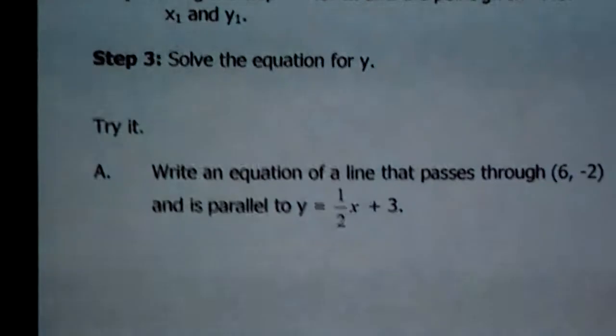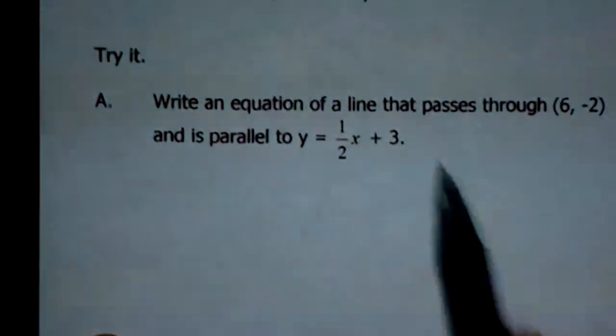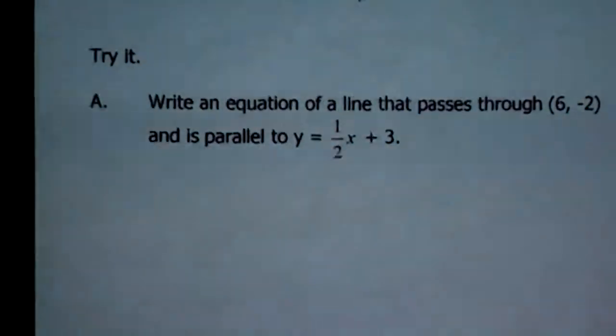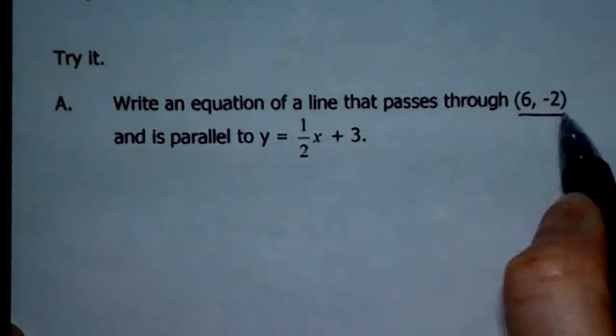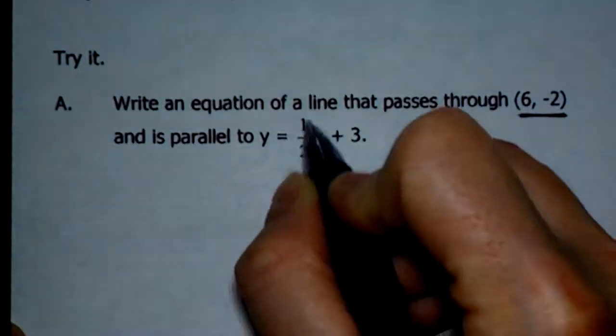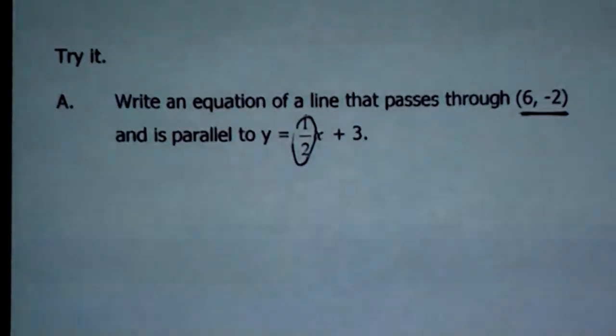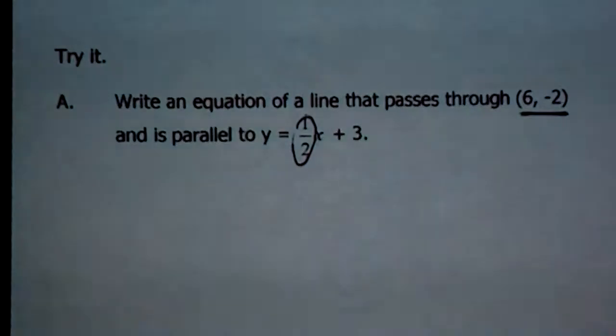It says, write an equation of a line that passes through this ordered pair and is parallel to y equals 1/2 x plus 3. In this, it's a little tougher to recognize, but you are given a point and the slope. When you're given the point and a slope, that means that point-slope form is where you want to start with this. All right? So here we go.